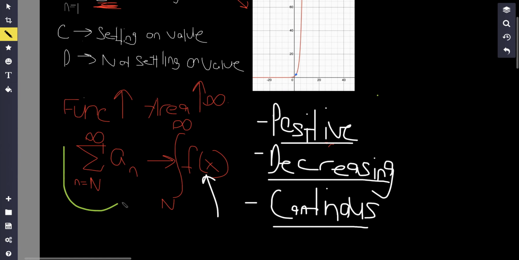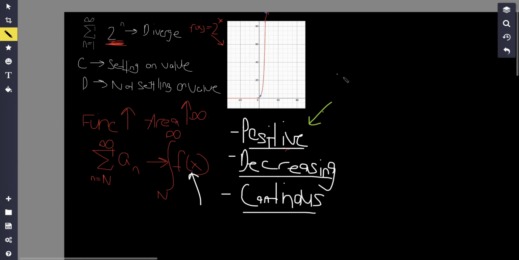When you're converting from a series into a function, you have to make sure that the function is positive, decreasing, and continuous. You want to make sure that it is positive because if your series alternates between positive and negative values, then you would probably want to use an alternating series test or something like that. So you just have to make sure that your function is positive, so it doesn't alternate.